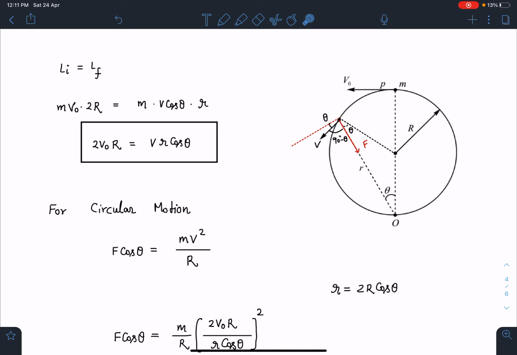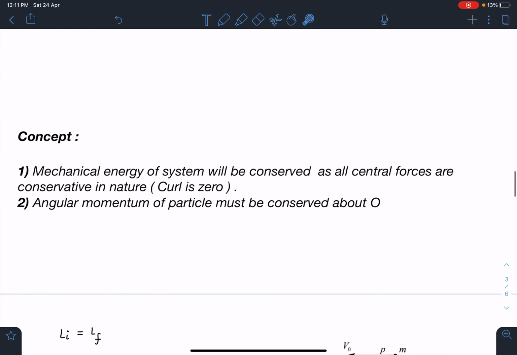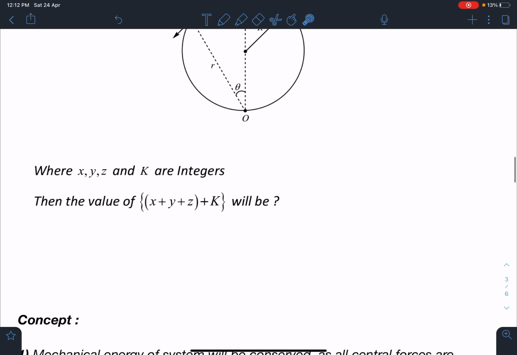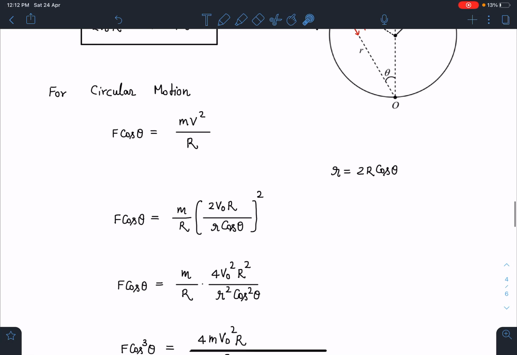Now this force F, one of its components is providing the necessary centripetal force required for performing the circular motion. So I can write F cos theta is equal to m v square by r. Now let's eliminate the v first, because in our expression that general v is not coming, only v0 and r are coming. So we have to eliminate v, and we have to eliminate theta also. So first let's eliminate this v.